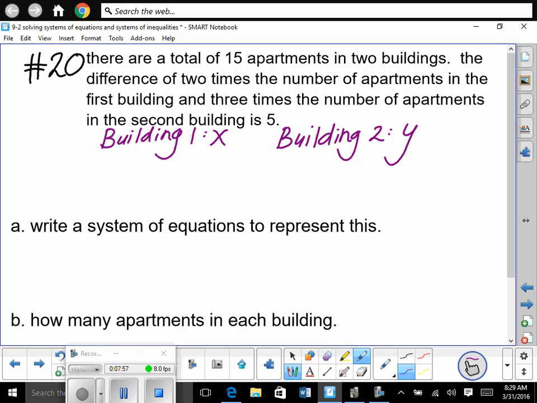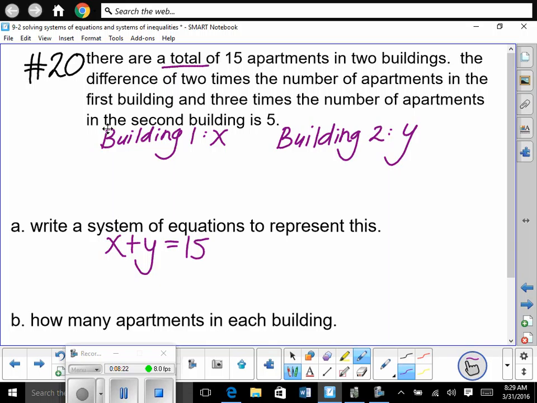It says there are a total of 15 apartments in the 2 buildings. So we don't know how many building 1s and how many building 2s. But we do know those added up will be 15, right? So that's going to be my first equation. X plus Y will be equal to 15 because these buildings plus these buildings will be equal to 15. It says there are a total of 15 apartments.